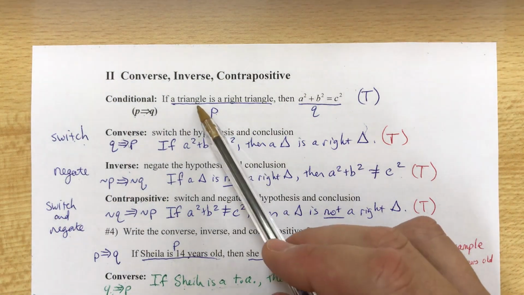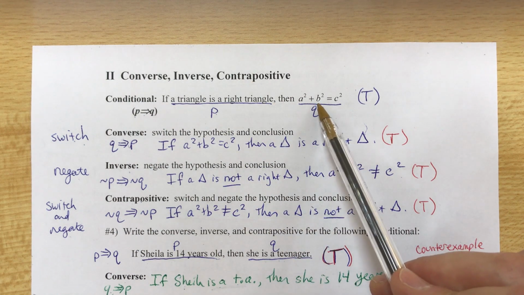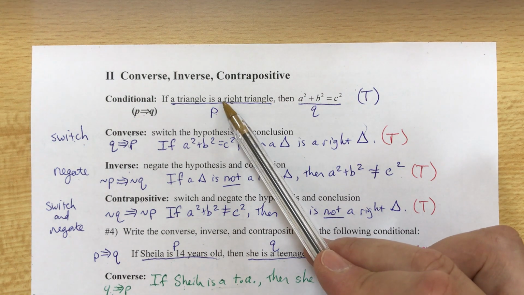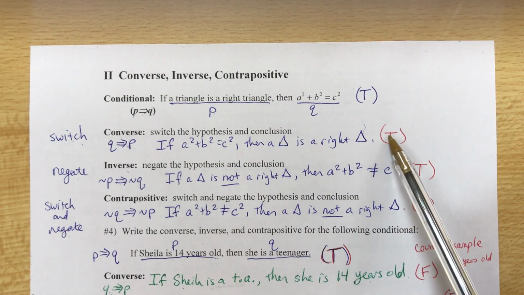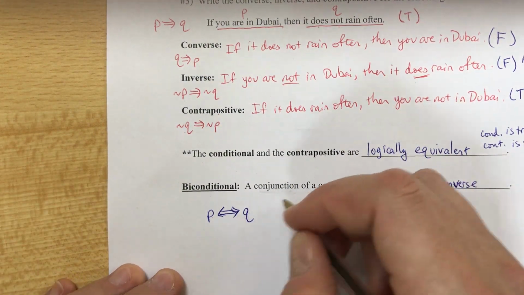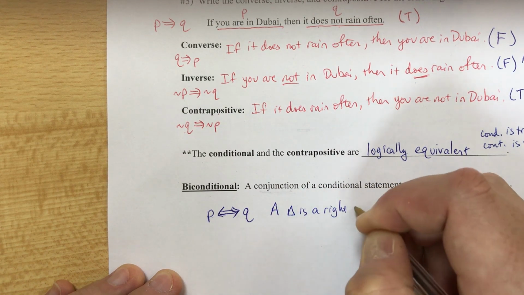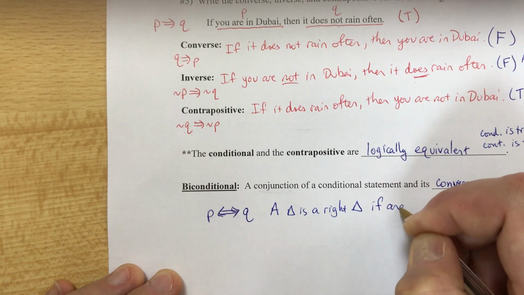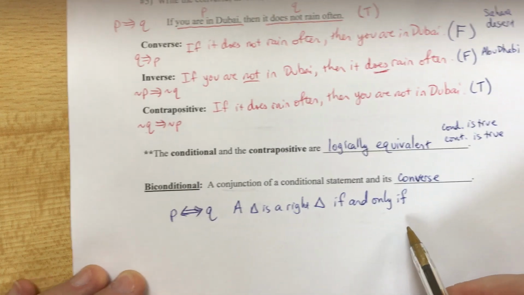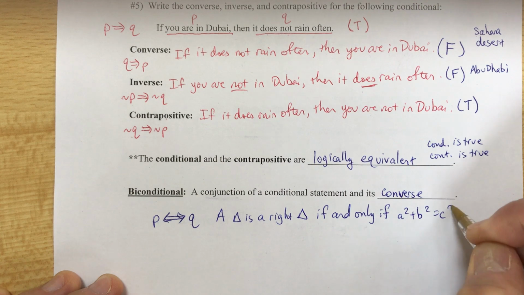The Pythagorean theorem: if a triangle is a right triangle, then the formula has to work. If the formula works, it has to be a right triangle. So the converse is also true to the conditional. That would be a biconditional. Now, the way I can write this, I would say a triangle is a right triangle if and only if. That's how I show it's a biconditional in words. If and only if a squared plus b squared equals c squared.